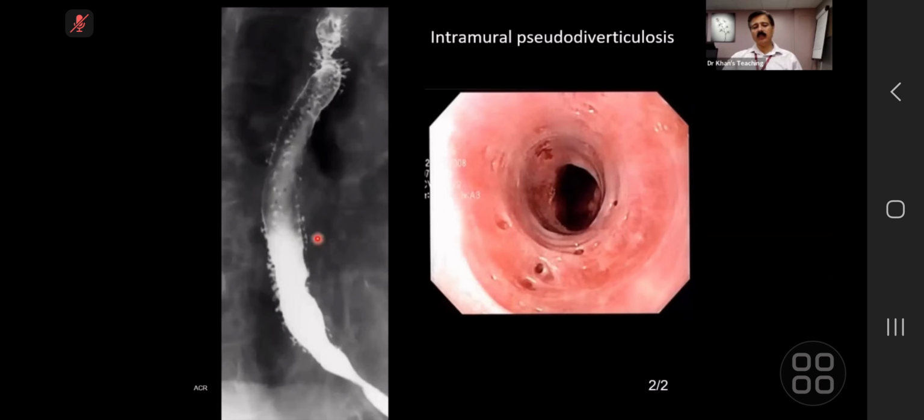Interestingly, please remember that barium is more sensitive than endoscopy, because when they do endoscopy, many a times these openings might not be visible to them. So we are much better. With intramural pseudodiverticulosis, you will find strictures. Usually these are benign, and at times they can be malignant also. And this condition is also associated with many other types of diseases. So this is intramural pseudodiverticulosis.